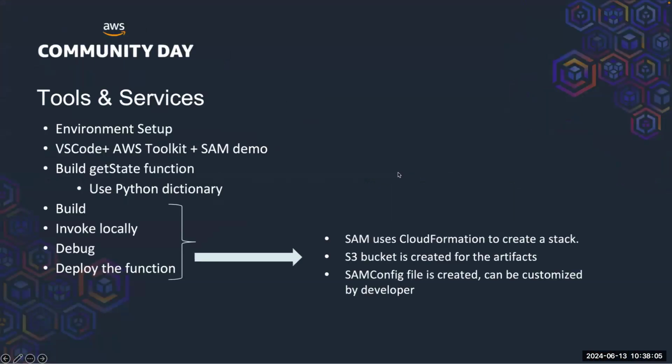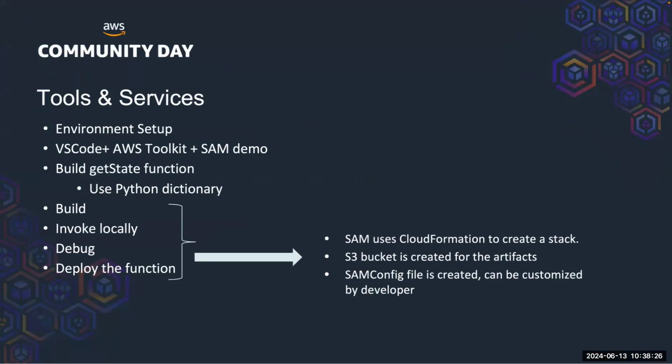Tools and services that we need to continue developing Lambda using AWS SAM. We of course need the AWS SAM CLI. We're gonna use VSCode and AWS Toolkit, which is an extension for VSCode.